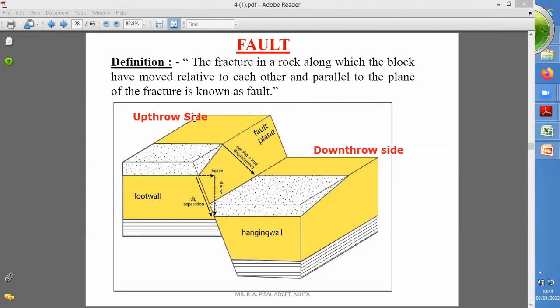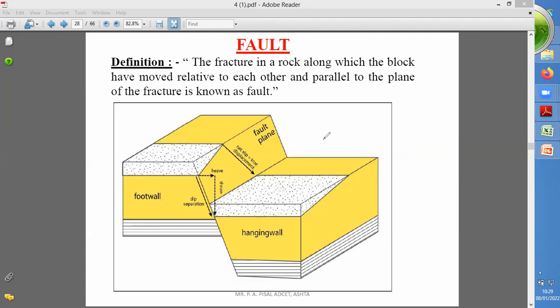Now up throw side means the side which moves in the upward direction. The side which moves in the upward direction is considered the up throw side, and the side or block which moves towards the downward direction is considered the down throw side. Simple meaning: up throw means which moves upward, down throw side means which moves downward. Okay, so this is the difference between the up throw side and the down throw side.